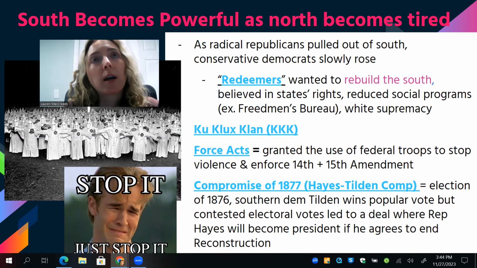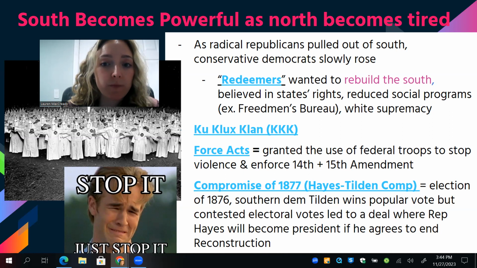And so it comes to a head in the next election. And this is the final election that you'll need to know for this unit or for this semester. The election of 1877 actually ends Reconstruction with the Compromise of 1877, sometimes also called the Hayes-Tilden Compromise. Hayes and Tilden are the two people who are running for president in the election of 1876. Southern Democrat Tilden wins the popular vote, but there's contested electoral votes.